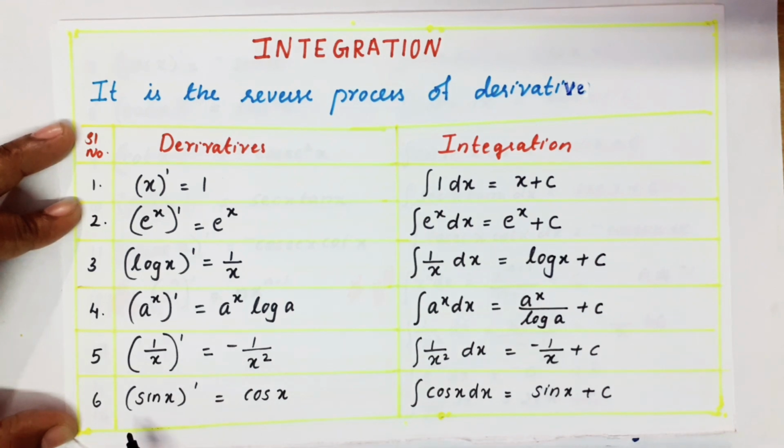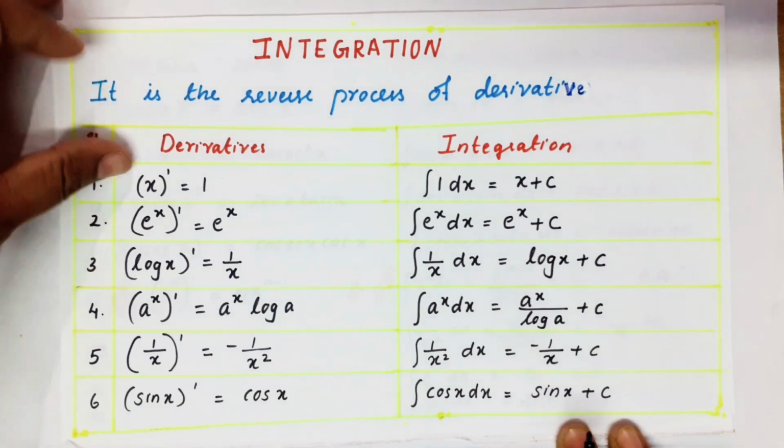Next, see the trigonometric ratios. Sin x dash is cos x. So, the integral of cos x dx is sin x plus c. So, if you know the derivatives, it is easy to do integration. So, we can tell that integration is nothing but the reverse process of derivative. We'll go for some more examples.